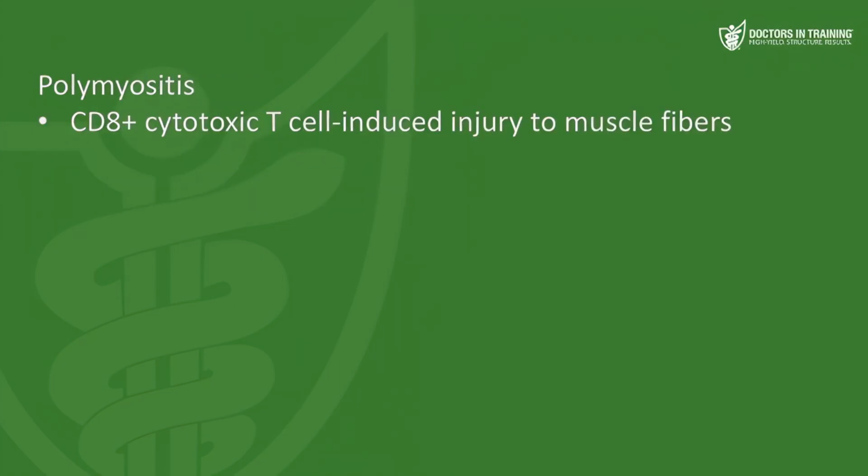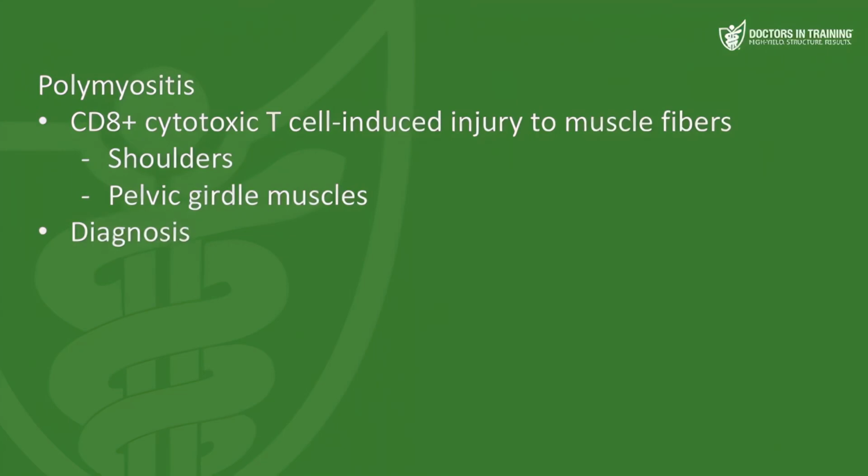With polymyositis, there is a CD8 positive cytotoxic T cell induced injury to the muscle fibers, often involving the shoulders and the pelvic girdle muscles, again, proximal muscles. To make the diagnosis, you might use a muscle biopsy to look for evidence of inflammation. Labs will show elevated CK because of muscle inflammation and muscle breakdown. So with polymyalgia rheumatica, we said the CK was normal, but with polymyositis, the CK is elevated.